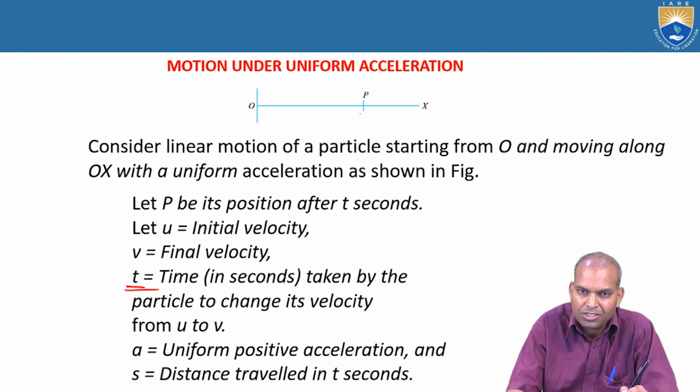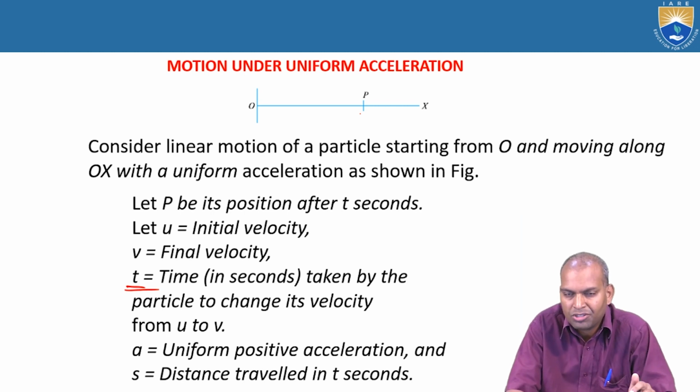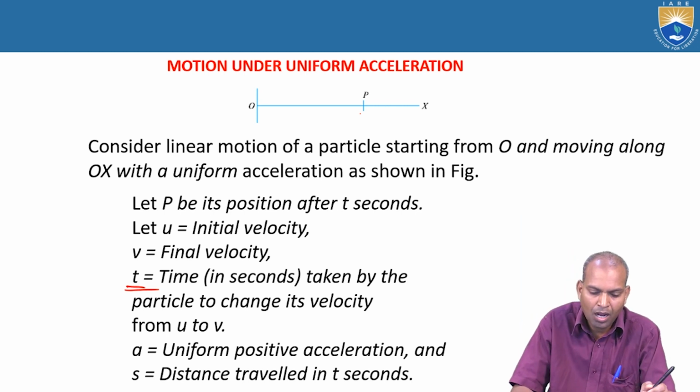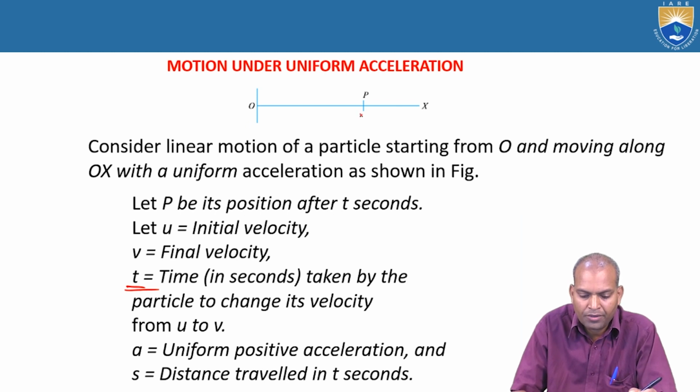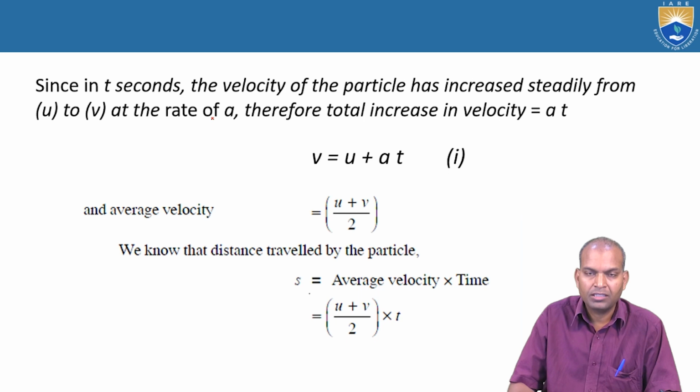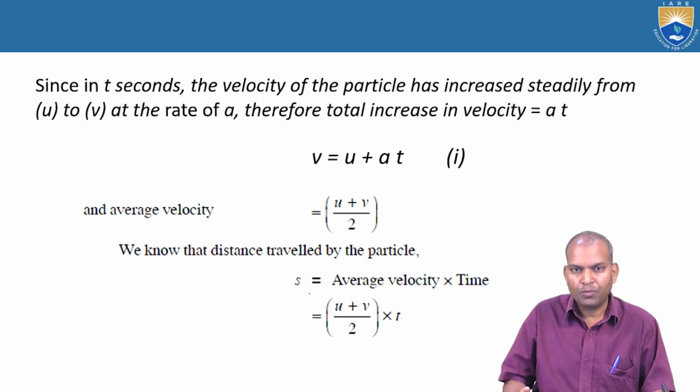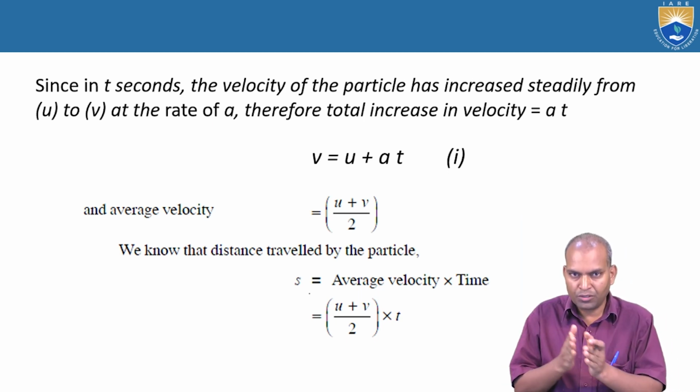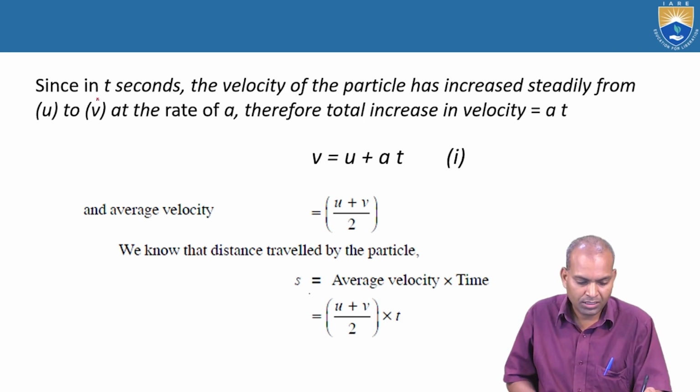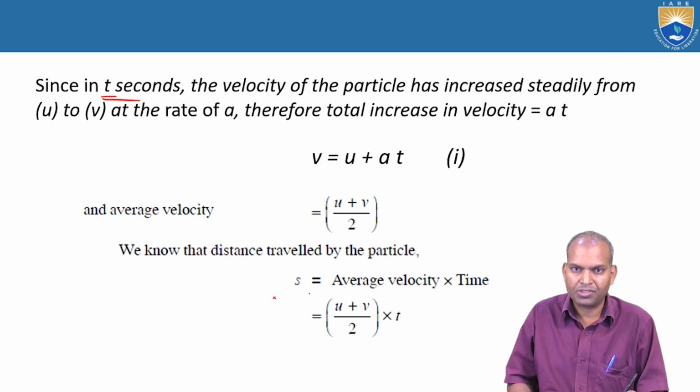Here we are considering positive acceleration. Positive acceleration means the velocity increases. Now P is the position of the particle as it moves. Let P be the position after t seconds. Here the body moves from O to X. Let us begin with the time t, the time the particle takes to move from initial to final. That total time is in seconds, not in minutes or hours.